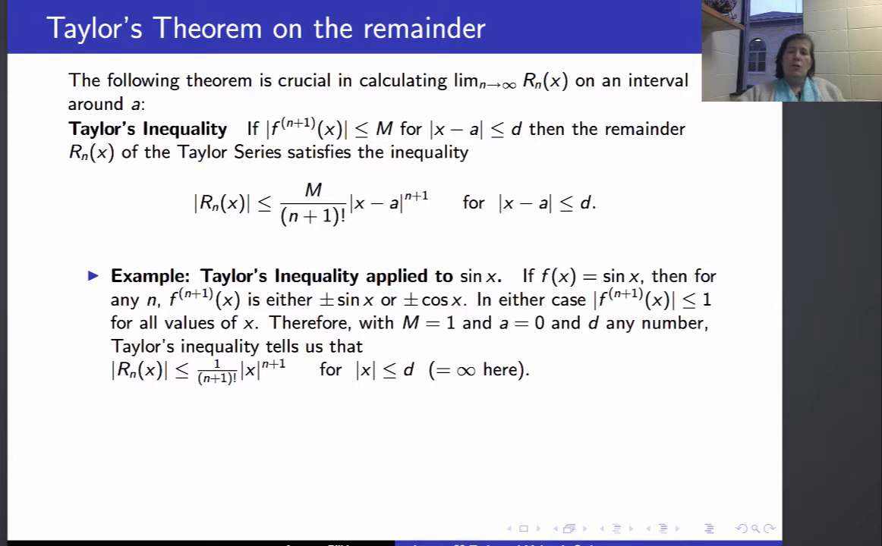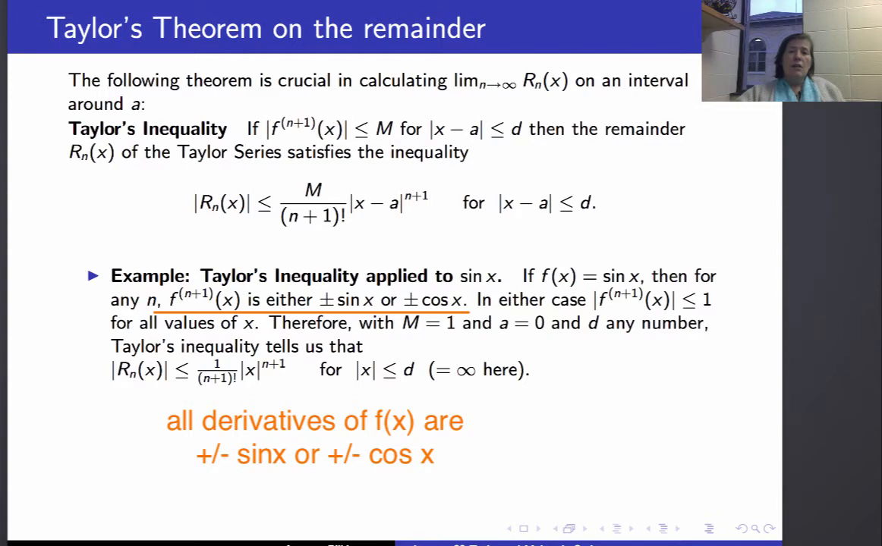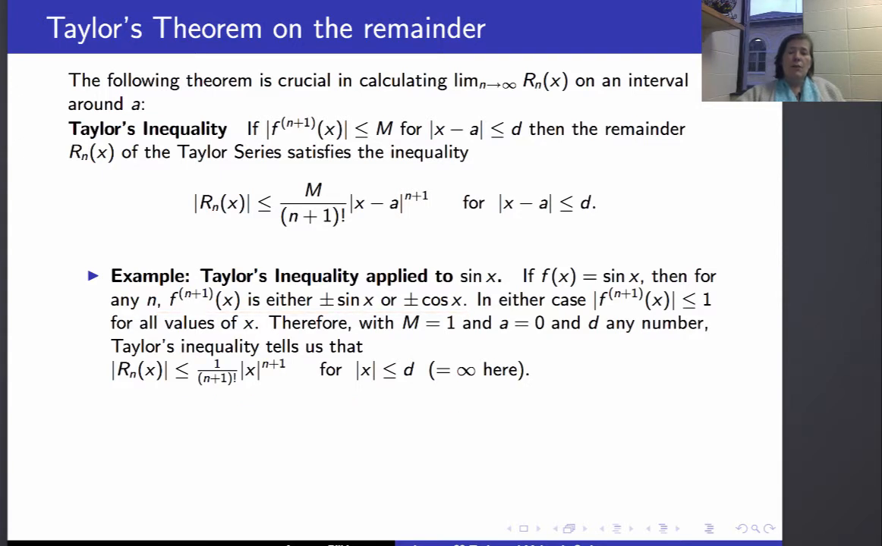So what am I saying? Suppose I'm thinking about the Maclaurin series of f of x equals sine of x at, of course, a equals 0. The n plus 1th derivative of f at x here for any x is either plus or minus sine of x or plus or minus cosine of x. So the absolute value of the n plus 1th derivative at x, no matter what x is or no matter what n is, is always going to be less than or equal to 1. In Taylor's inequality, I can use the value 1 for capital M.